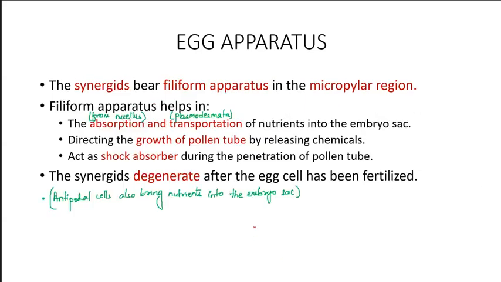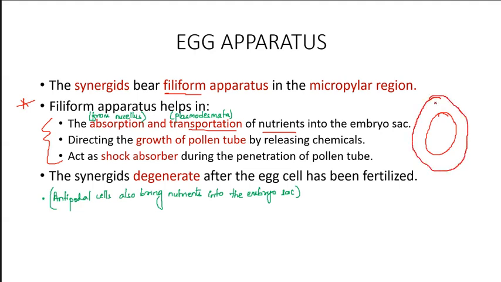Now, the synergids bear the filiform apparatus in the micropylar region. The filiform apparatus has several roles. They help in the absorption and transportation of nutrients. Where will they bring the nutrients from? As I told you, surrounding the embryo sac is the nucellus. This is the embryo sac, and surrounding the embryo sac is what? Nucellus.